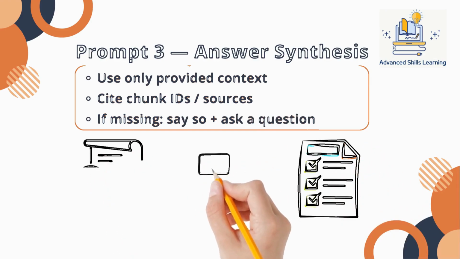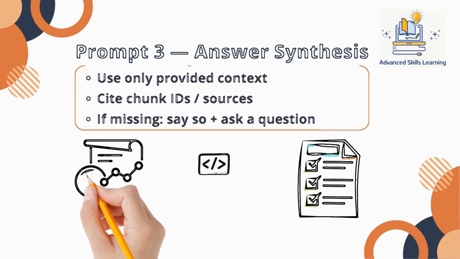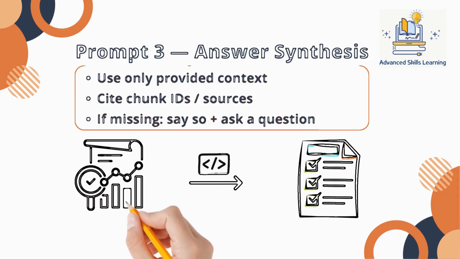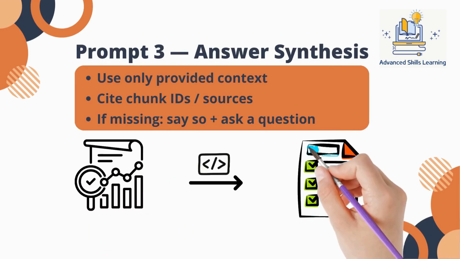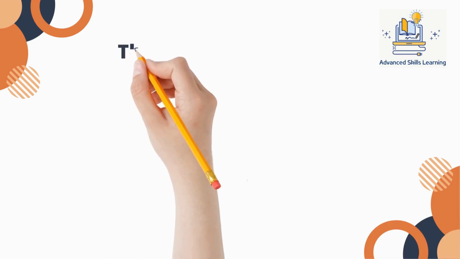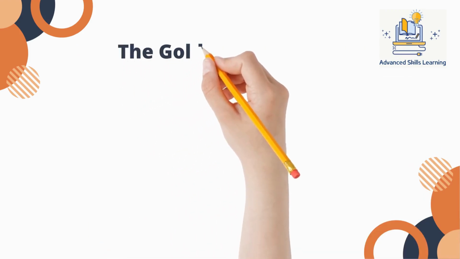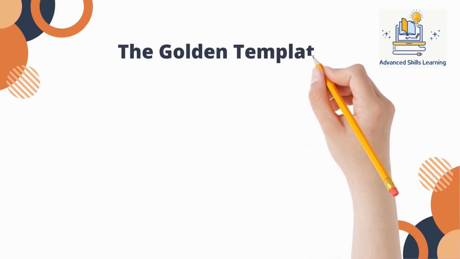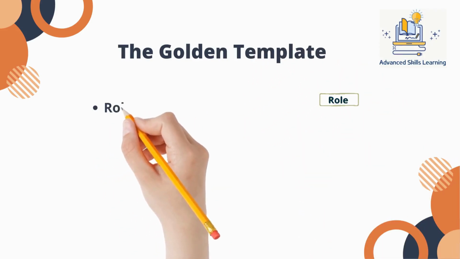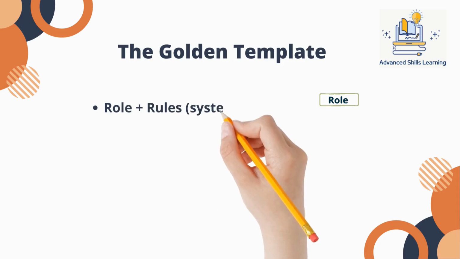A practical synthesis pattern is: first restate the answer in 1 sentence, then provide 2 or 3 supporting bullets, and attach simple citations or chunk IDs at the end of each bullet. If your audience is technical, you can add a short assumptions line. The goal is consistency. Your viewers and your users should recognize the same reliable structure every time.